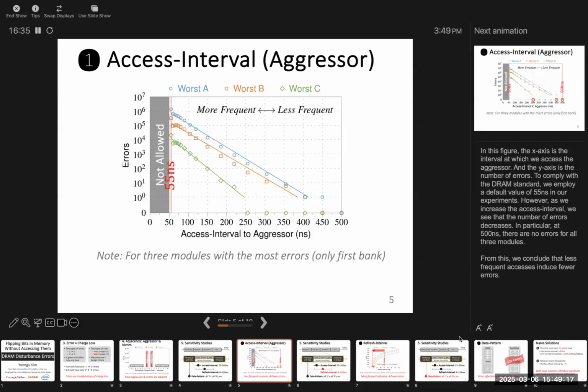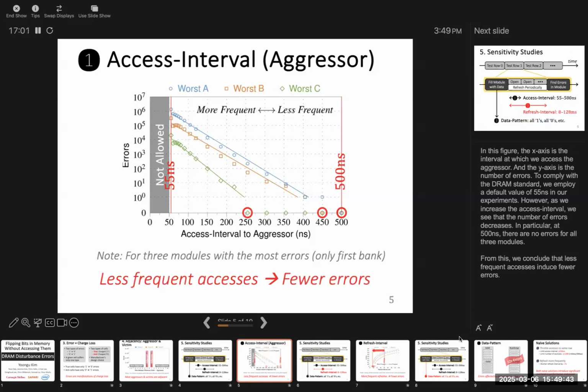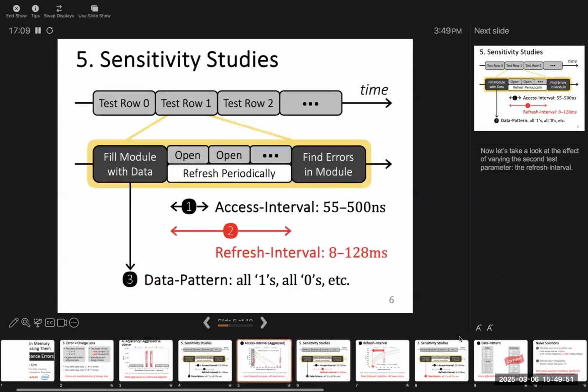So here we see that the lower the frequency at which you are activating the word lines, the total number of errors induced in the memory module is also reduced, until there comes a point where the errors induced reach zero. So the key takeaway is that less frequent access leads to fewer errors.